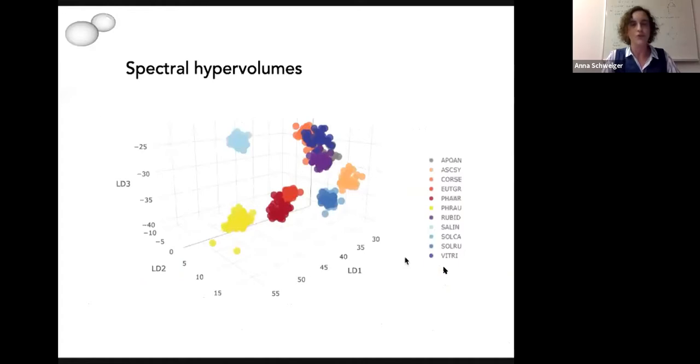And a final thing I want to show you, and this is a very recent development and I find pretty exciting, is when we think back of this spectral hypervolume thing where plant species separate in spectral space and closely related species cluster together. We thought about other things we can do with spectral hypervolumes, all inspired by Benjamin Blonder's framework of hypervolumes.